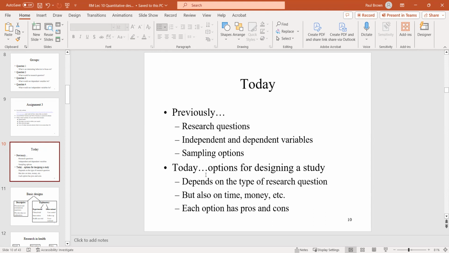For example, you could set it up where you find people who have sleep problems and look at their academic performance, and find people who don't have sleep problems and look at their academic performance. You could do a general type of study where you just ask people about their academic performance and their sleep. You could do a follow-up study where you find people at the beginning of the semester and follow them up through time. So there are lots of different ways.